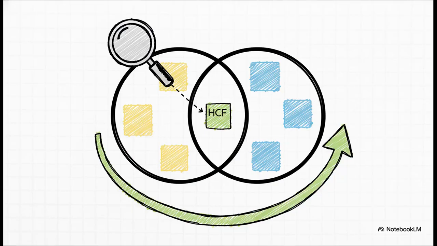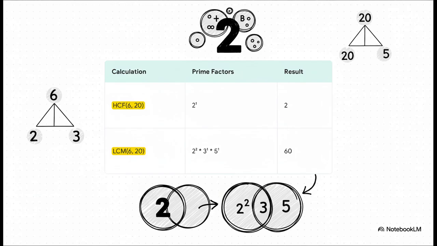These codes make finding things like the highest common factor and the lowest common multiple, well, honestly, a piece of cake. The HCF is just built from the prime blocks they both share. For the LCM, you just take the biggest set of blocks you need to build both of the numbers. It's that simple. And this slide just lays it all out.